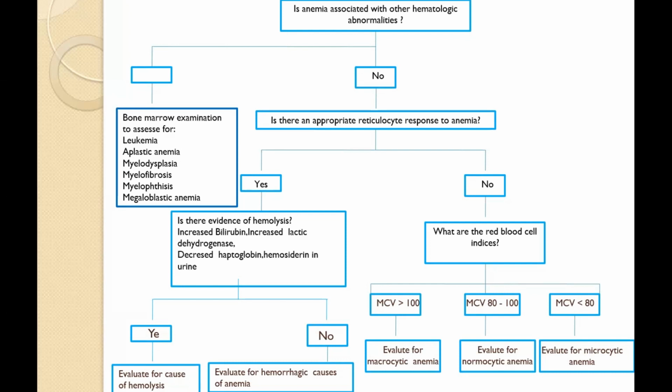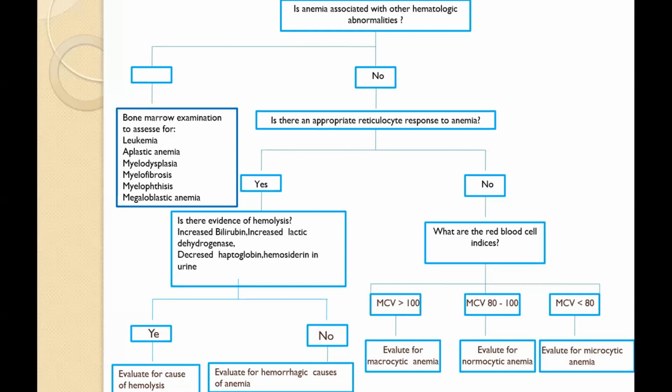If the reticulocyte count is increased, that means the bone marrow is responsive, so we have to look for any evidence of hemolysis: increased bilirubin or LDH or decreased haptoglobin. If the reticulocyte count is not increased, then it is non-regenerative anemia. We have to look at the MCV. If MCV is high, we have to evaluate for macrocytic anemia. Megaloblastic anemia is one reason, but alcoholism may also cause an increase in the MCV.